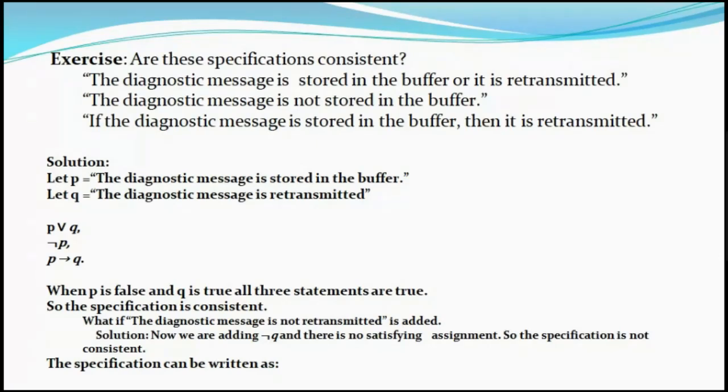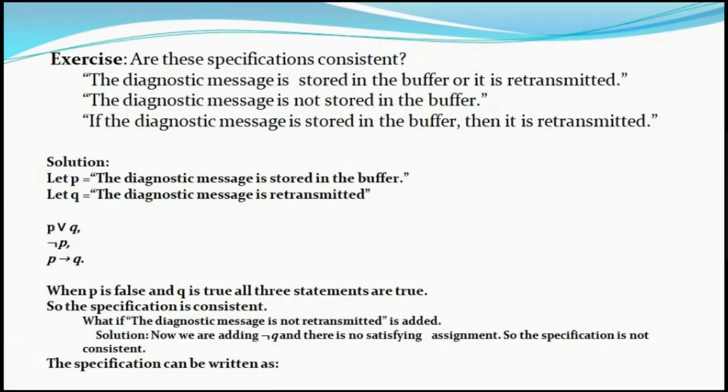The first statement can be expressed as P and Q. The next statement can be represented as negation P. The third statement can be represented as P implies Q. When P is false and Q is true, all three statements are true. So the specification is consistent in such cases.